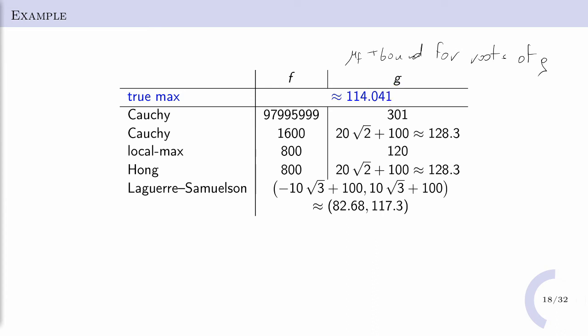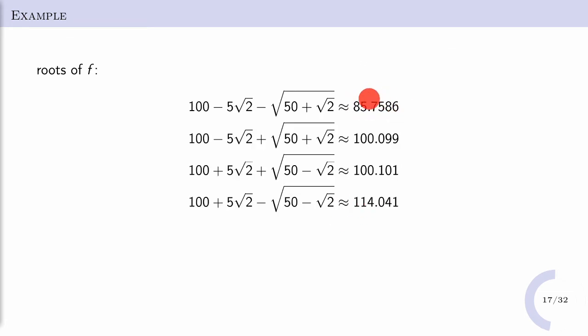Hong's bound, again, for the undepressed polynomial, is the same as the local max, and for the depressed polynomial is the same as the Cauchy bound. Finally, we have observed all the roots are real, so we can use the Laguerre-Samuelson bound, and this is definitely the best of all the crowd, because the upper bound is 117, which is really close to 114, and the lower bound is 82. And if you look here, the smallest root was 85, so 82 is really close.